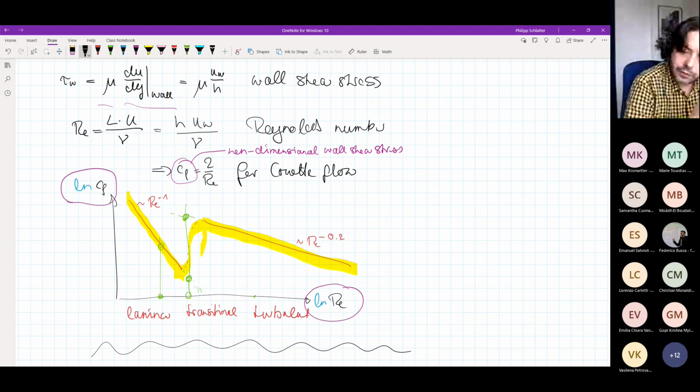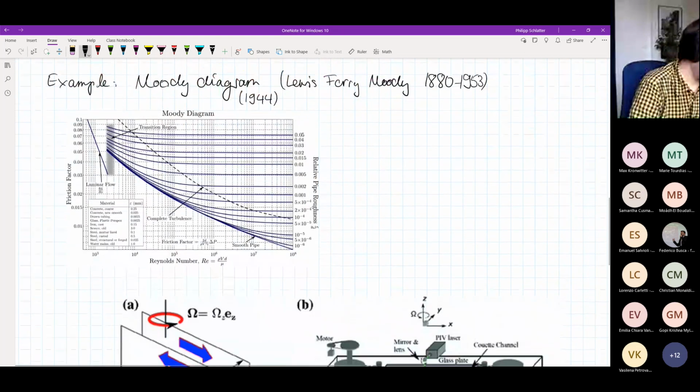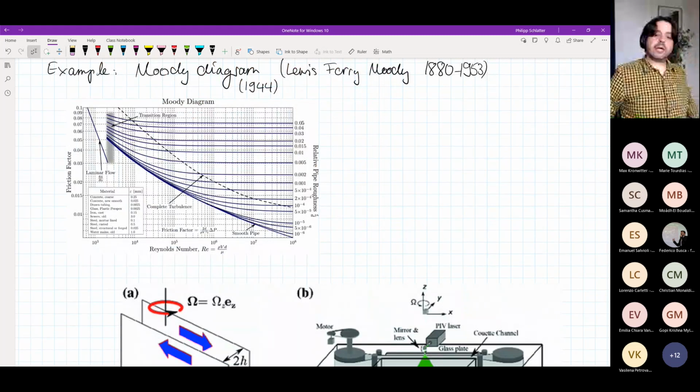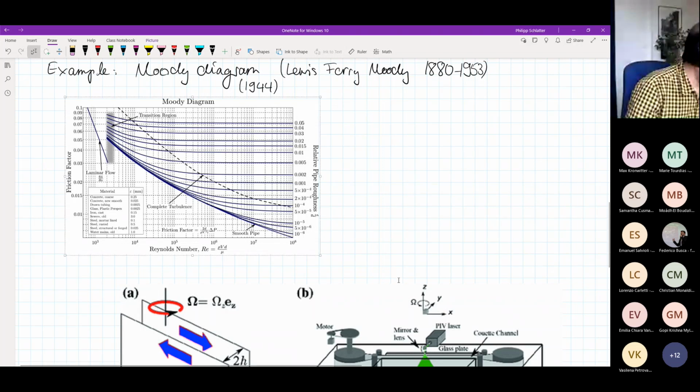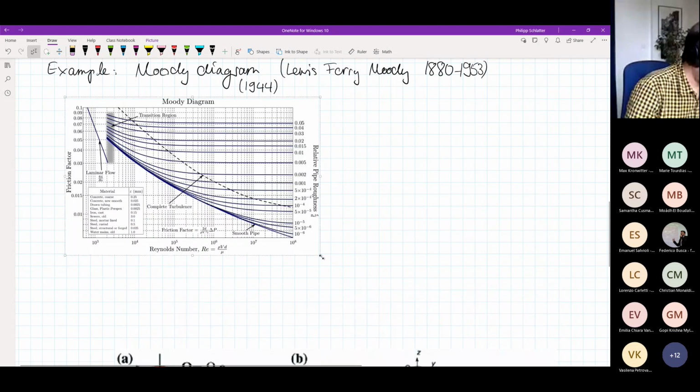As I said, we will spend first a little bit more time on Couette flow, then we look at channel flow, and at the end, we perhaps go further to the vorticity equations. But let's now continue a little bit with this idea of expressing the friction as a function of Reynolds number, and one relevant application of that. Let me make this a little bit bigger so that we can see it better.